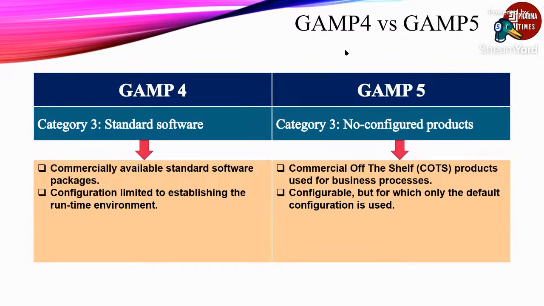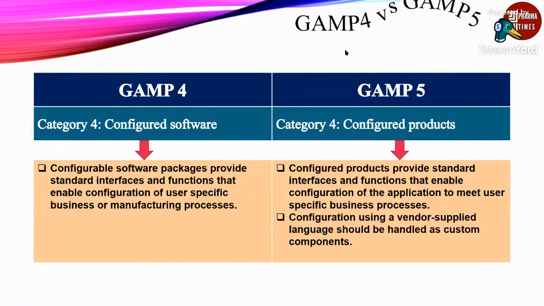Many laboratory instruments, such as LCMS, HPLC and UPLC, and the software used in laboratories come into this category. Also software for data acquisition without configuration capacity, and control panel viewers, come into this category. Then the fourth category is configured software for GAMP 4, and category 4 configured products for GAMP 5.